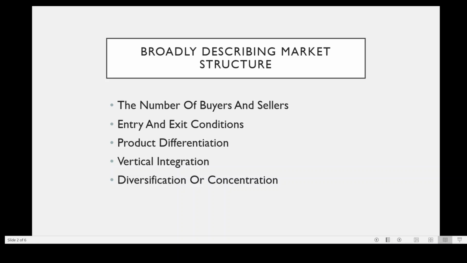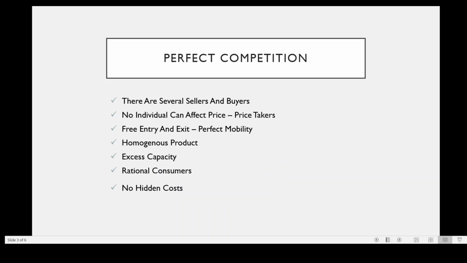Broadly, we characterize these markets on the basis of the number of buyers and sellers, the entry and exit conditions that exist in the market, how differentiated are the products, how integrated are they in regard to the production process, and whether firms have a diversified nature of activities or whether they are concentrated. So these are the describing features of a market.